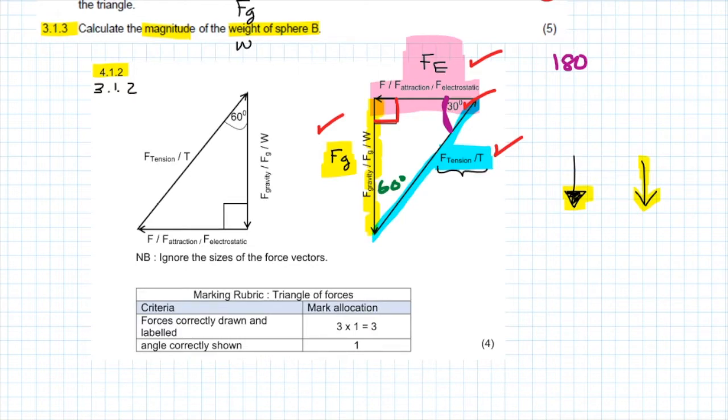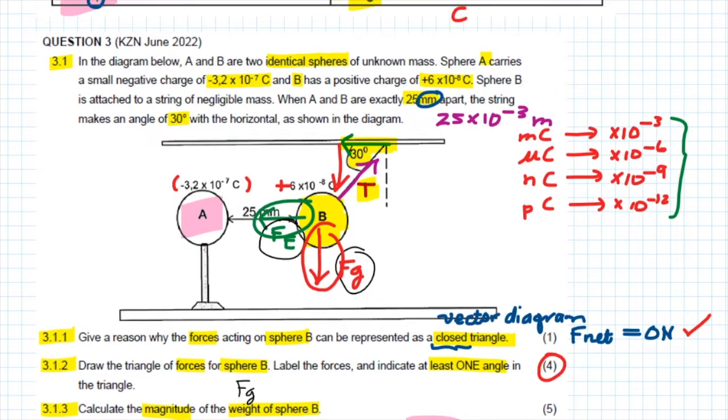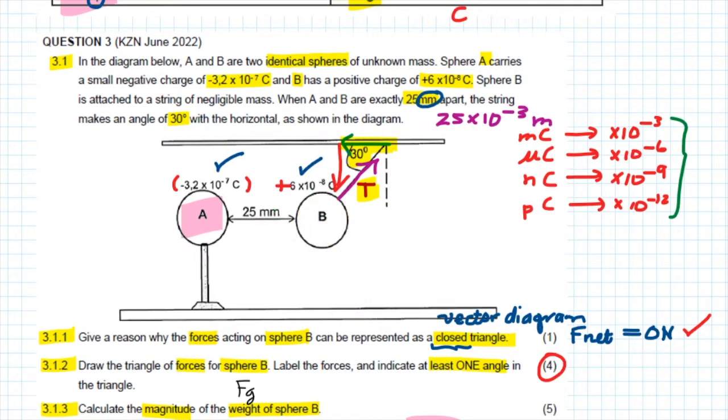We also at this point don't know what the electrostatic force is, but we can definitely calculate it because we know the distance between the 2 spheres and we also know their charges. Now, unfortunately, in this diagram, it appears as though the distance between the outsides of the spheres is 25 millimeters. But we're going to have to make an assumption here.